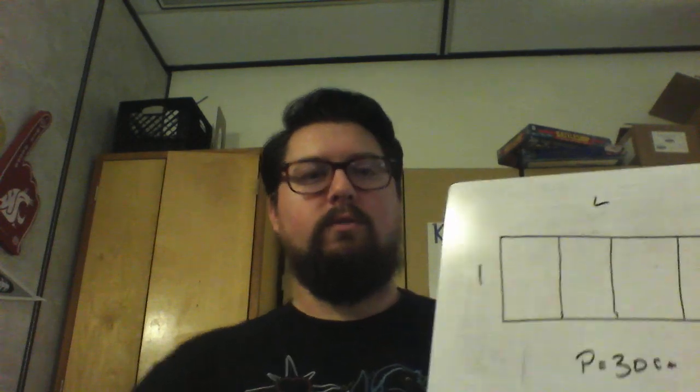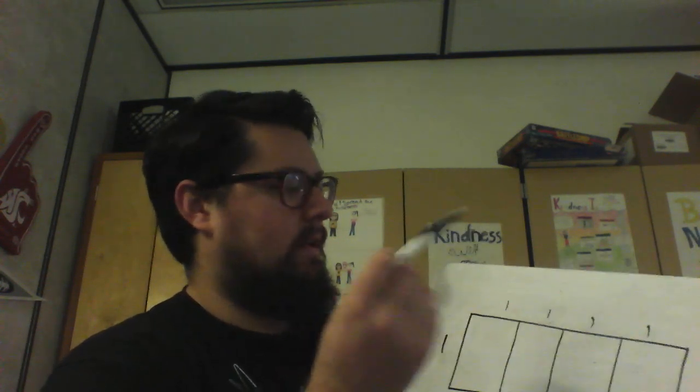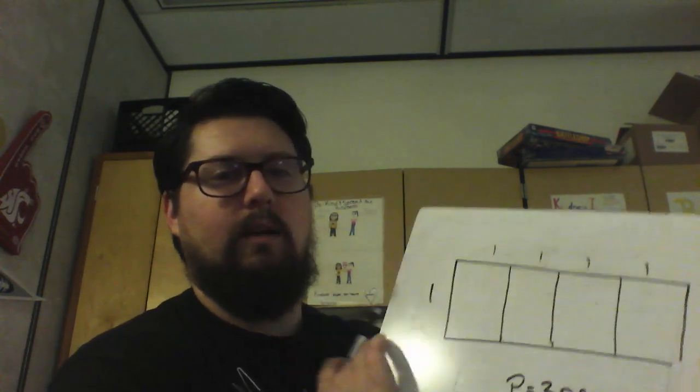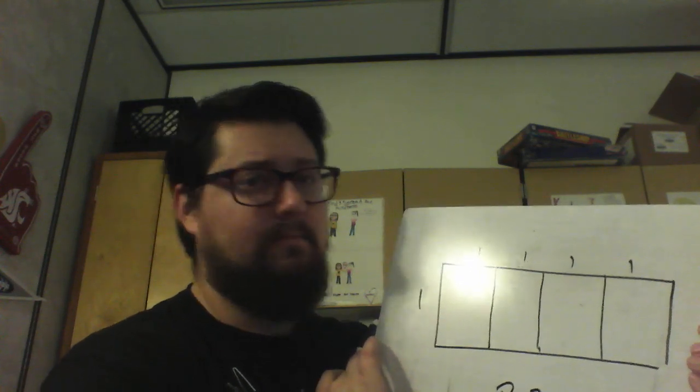Let's try if the width equals 1, then we know that each of these sections will also equal 1. So 1, 2, 3, 4. Okay, if that's true, then this side's 4, and this side's 4, and that's 8. And this side's 1, and that side's 1, and that would equal 10. That's not enough.